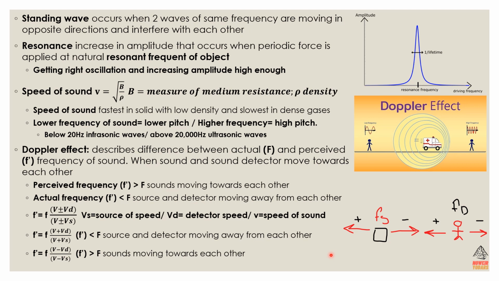All right, so it's going to increase. Let's say the source is moving towards John. The source is moving towards a stable John. It's going to be negative, as the source speed is moving towards John, it's going to be negative, right?